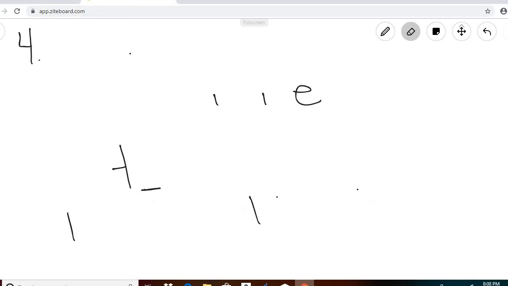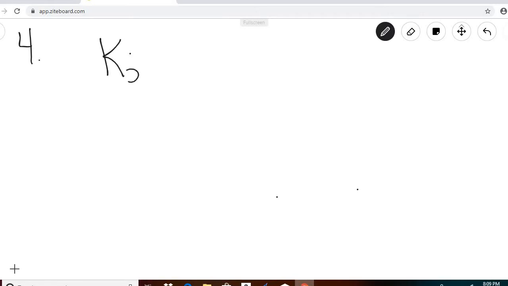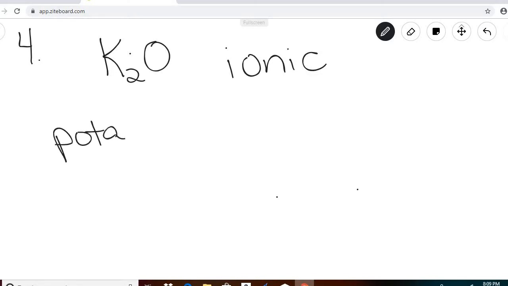Okay, the next one is potassium. Okay, so what you need to notice about this is it's an ionic compound. Because it's a metal and a non-metal, we will use the rules that we learned for ionic compounds, and that is the first one just gets its name, so it's potassium. And then the next one we just add the ending "ide." Okay, so no prefixes with an ionic compound.